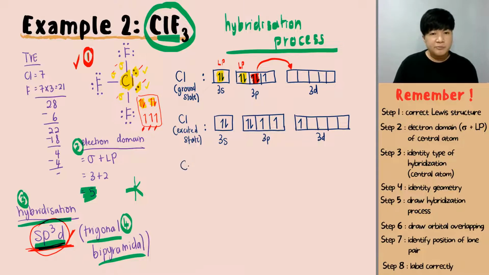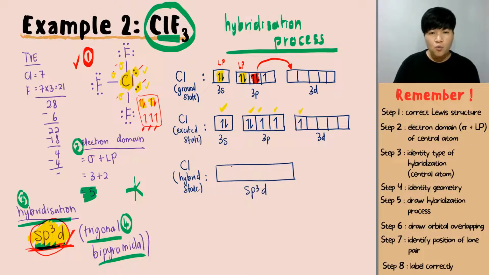See that? And then we move to your chlorine hybrid state. The hybridization that we are looking for is your sp3d. sp3d means we are taking 1 from the s, 3 from the p, and 1 from the d. So your hybrid state shall look something like this, which is your sp3d. 1 from the s, 3 from the p, and 1 from the d. The 1 from the s has a pair of electrons, the first box from the p has a pair of electrons, and then the rest is a single unpaired electron.